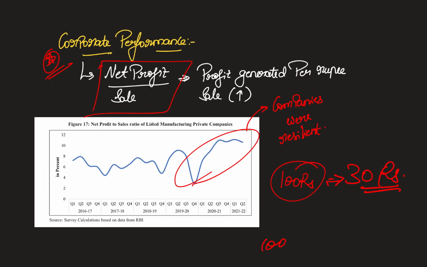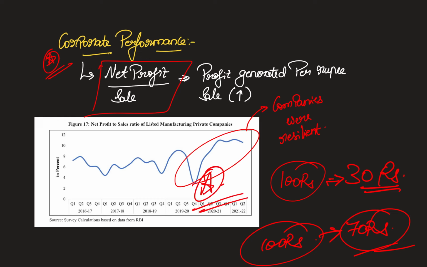If 100 rupees is the sale in one particular year and the profit generated is 70 rupees, we can definitely say that corporate performance is increasing, because people are willing to pay more and give more profits to the corporates because they're seeing some value. So despite the pandemic and the second wave, what the Economic Survey notes is that companies were resilient to the COVID shock because profits generated per rupee of sale are much higher than what they were previously.